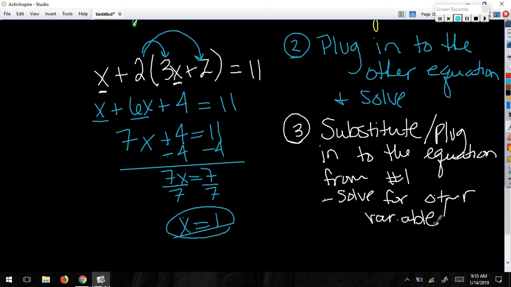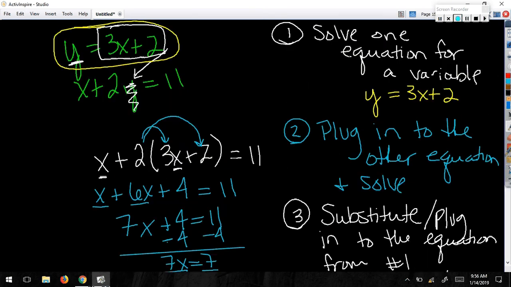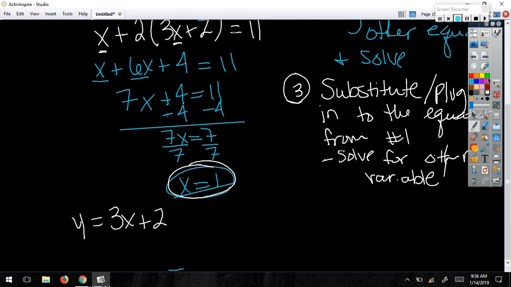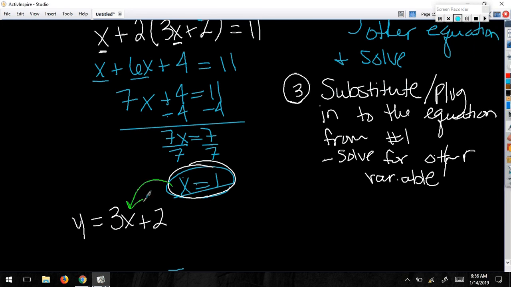Okay, so that very first equation that we had, the pen was messed up. That very first equation we had was y equals 3x plus 2. So we're going to take x equals 1 and plug it in for the x in this equation. So we get y equals 3 times 1 plus 2.